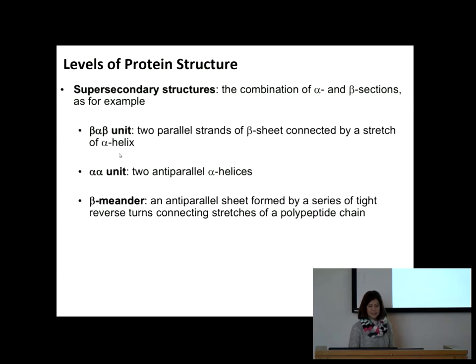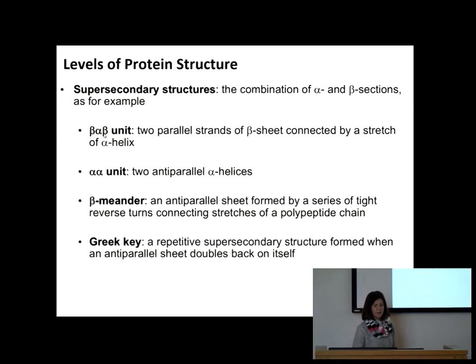And sometimes we see these, we call it beta, alpha, beta, where you have a beta sheet, an alpha helix, another beta sheet. Two helices come together. These are kind of strange. The beta meander and the Greek key are just really weird. I'm not going to test you on giving me the definition of these. I just want you to know that there is some fuzziness between those, and you do see these patterns occur over and over.